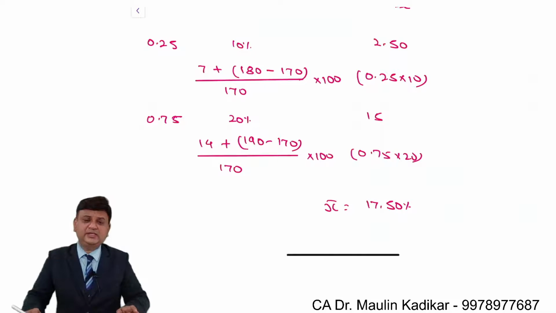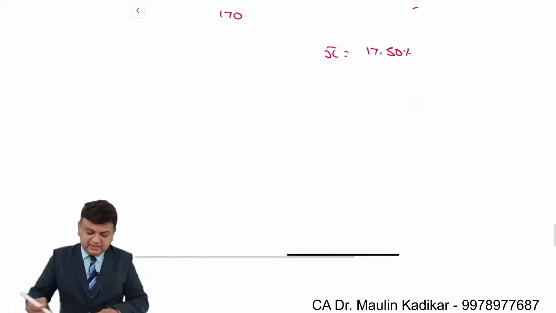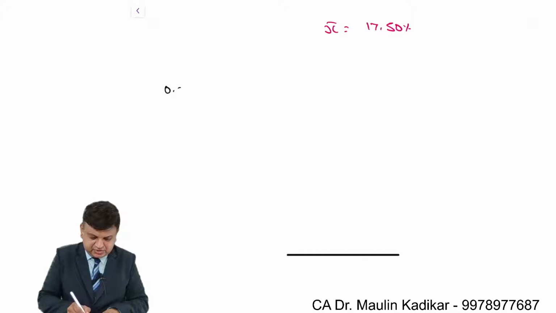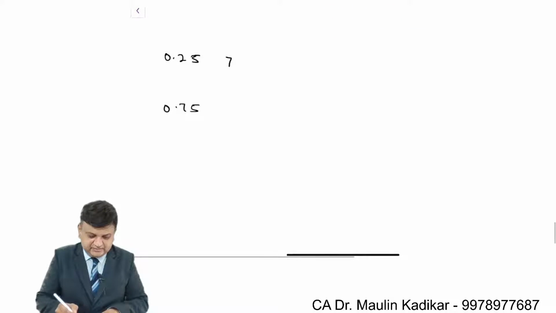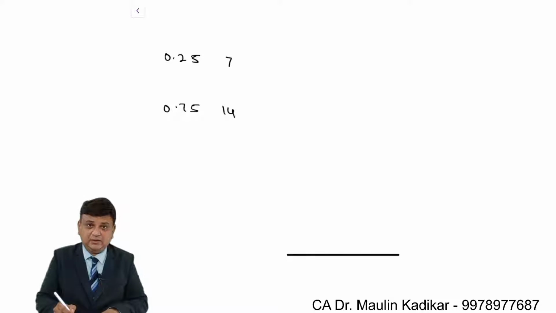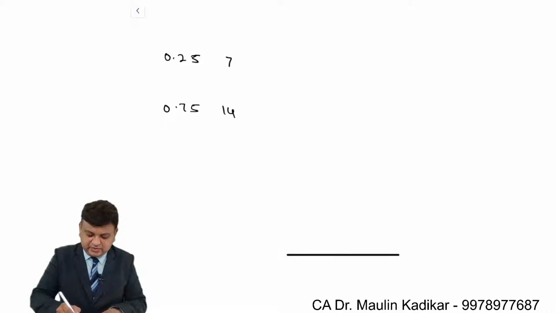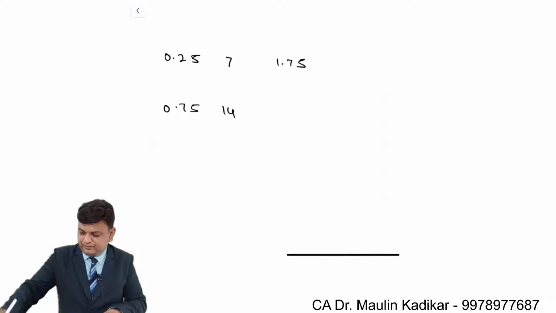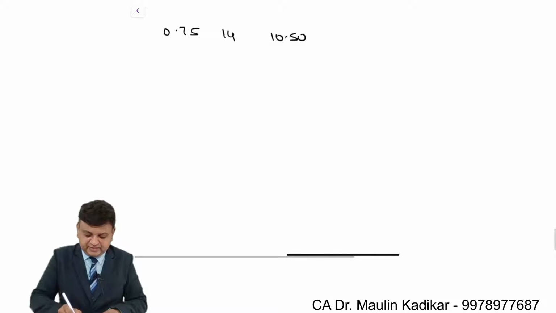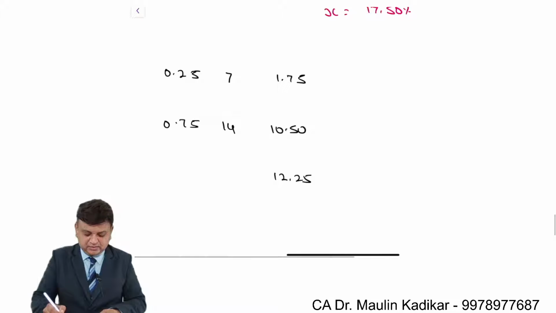Sometimes students ask, sir, can we do it with the expected price and expected dividend? The answer is yes. Remember that only 1 year data is provided to us. So 25% chances dividend is 7 and 75% chances dividend is 14. So 0.25 into 7, that is 1 rupee 75 paise. 14 into 0.75, that comes to 10 rupee 50 paise. So the weighted average is 12 rupee 25 paise.